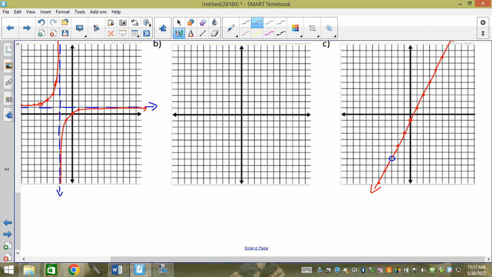Whereas the other ones, when you're left with a rational, you actually have a rational with asymptotes, right? And an open dot.